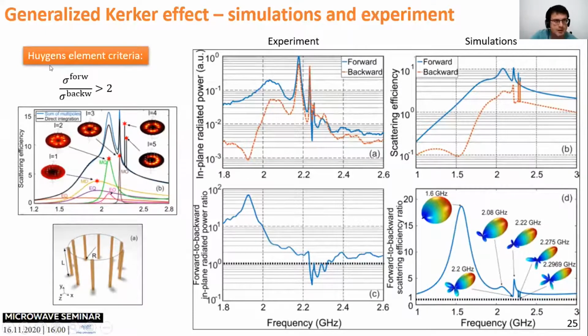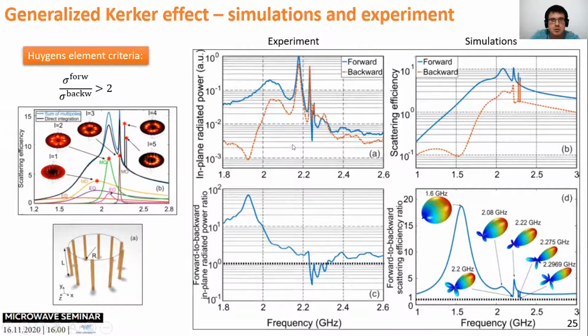Now we defined this Huygens element criterion: the scattering in the forward hemisphere should be larger than 2. We divided the radiation scattered to the forward hemisphere over the backward hemisphere. And if you look at the ratio, you can see that for the entire frequency range, almost everywhere we have prevailing forward scattering energy.